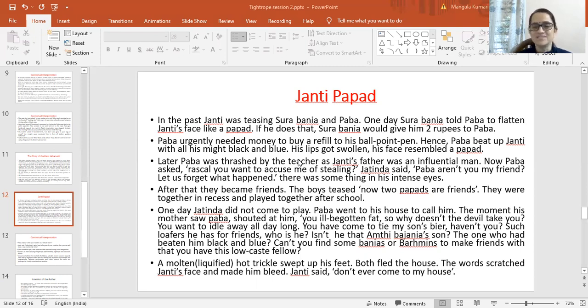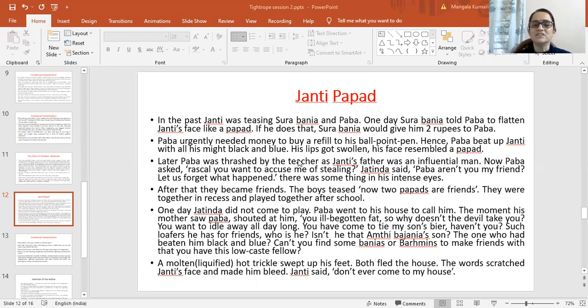And they were together. Jatinda and Paba were together in the recess, in the break, and they played together after the class, after the school hours. In that way, a close friendship grew between these 2 boys, though they belong to opposite communities. Okay, the 2 poles apart. One is a higher caste, Jatinda, the other one, Paba, is lower caste. So there was a pure, honest friendship between them.